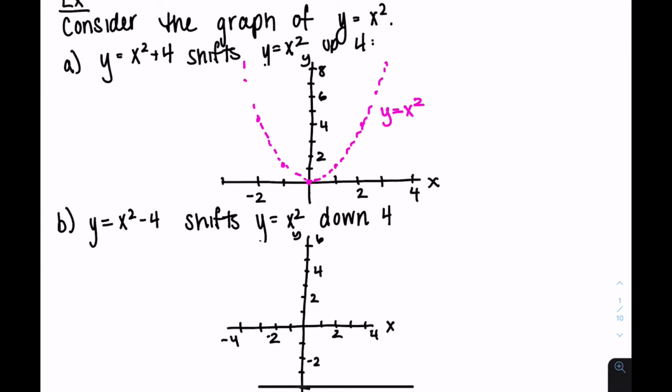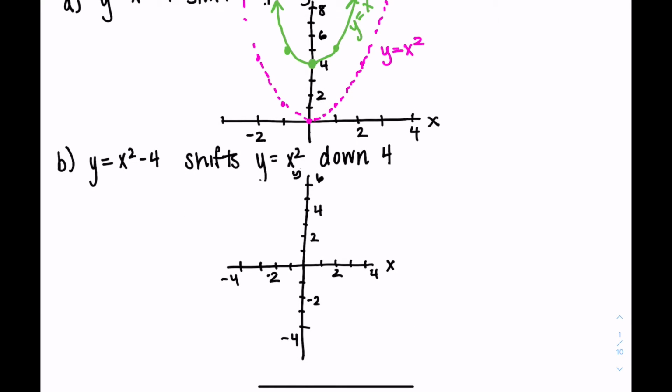Now when I add 4 to the outside, it's going to shift every single point up by 4. So 0 gets shifted up to 4. The 1, 1 gets shifted up to 1, 5. Negative 1, 5. And then you keep that same basic shape. So it still keeps the parabola shape. So here's Y equals X squared plus 4.